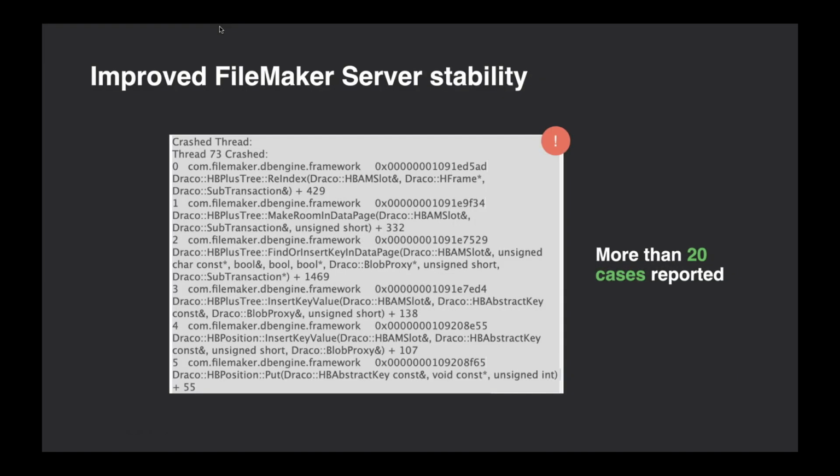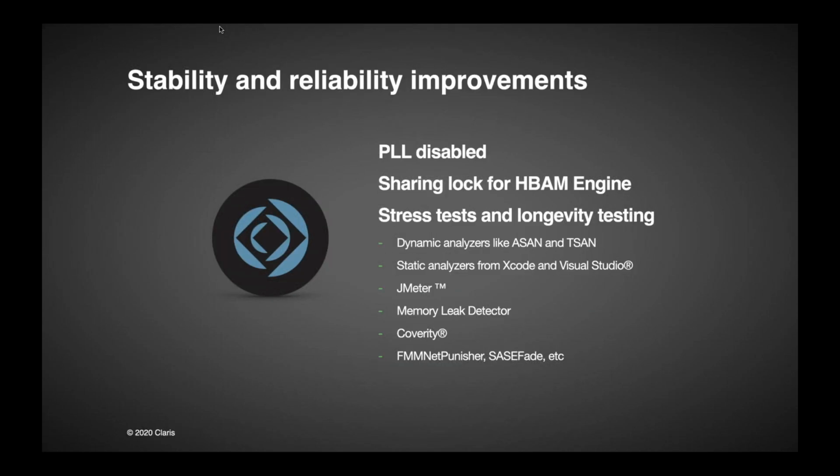Here's an example of PLL and server. We had a lot of these. I'm going to ask directly the server architect. Wade, what did we do? We did a lot. We disabled page table lock in PLL in today's release to improve stability.